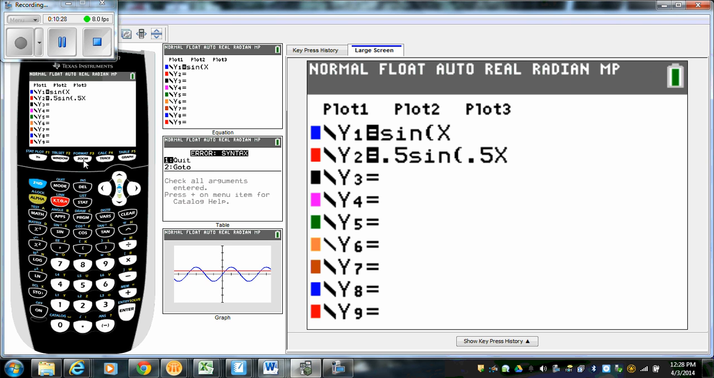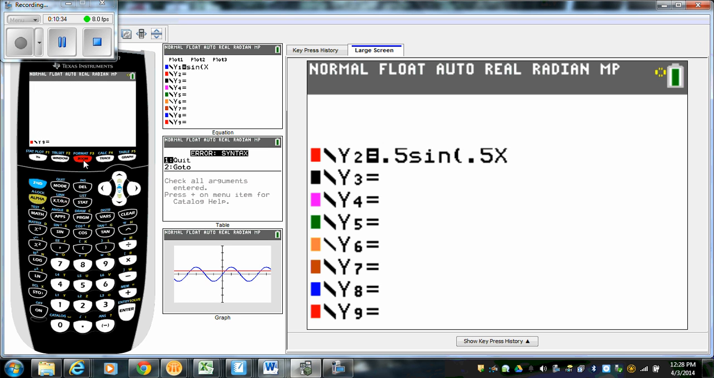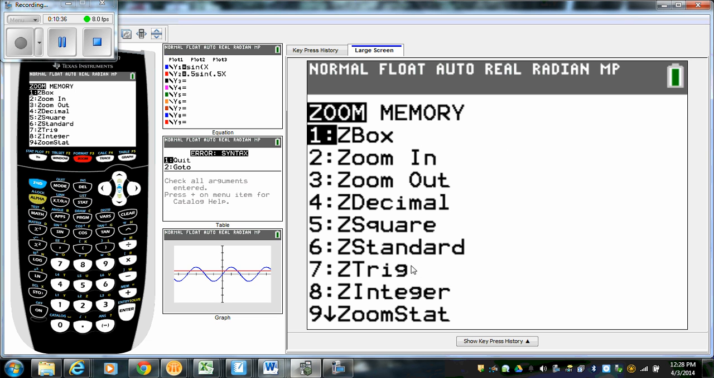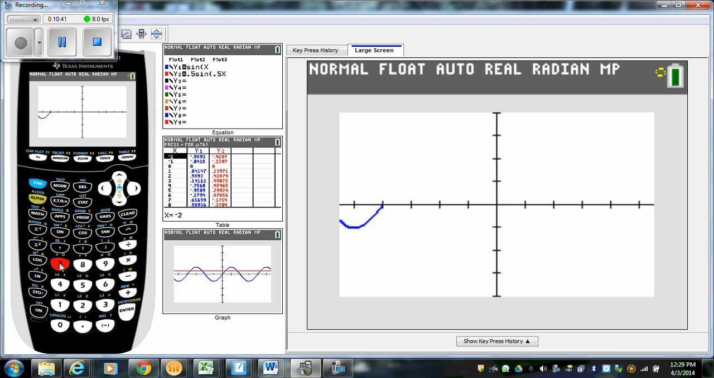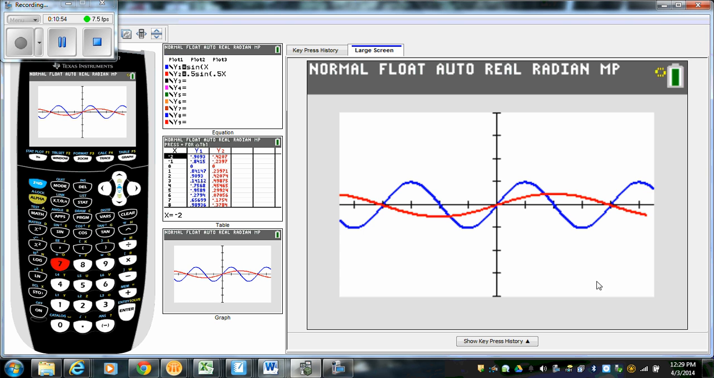Now, if you just do zoom 6 in a normal window, it's going to look crazy. It's going to look like a heartbeat monitor almost. So go to your zoom menu. Do you see option number 7? That will automatically format it into a window from negative 2 pi to positive 2 pi and y values from negative 4 to positive 4. So my blue graph here, you'll notice, is our normal 2 pi, our sine of x curve. And then I have my red 1/2 sine of 1/2 x.